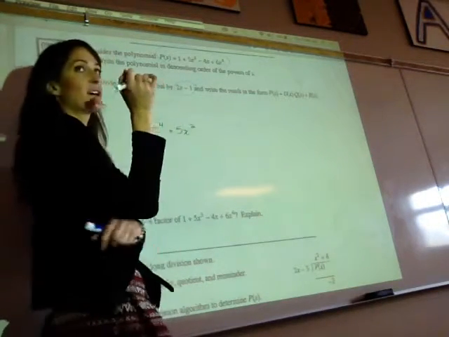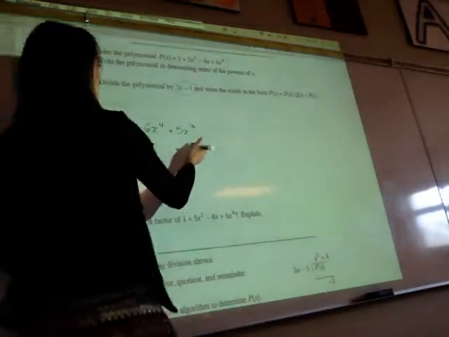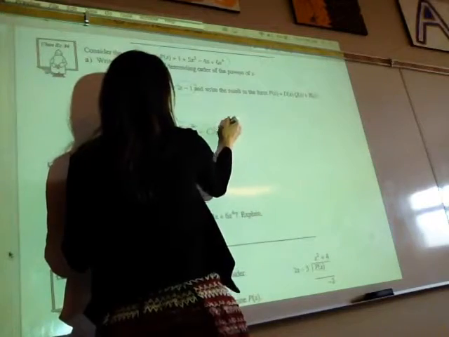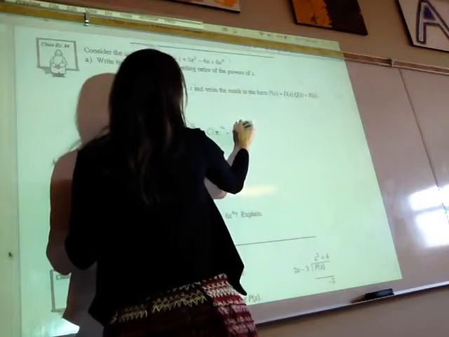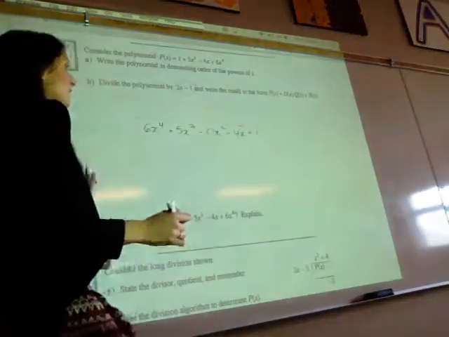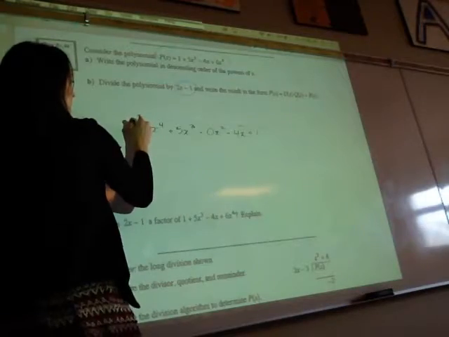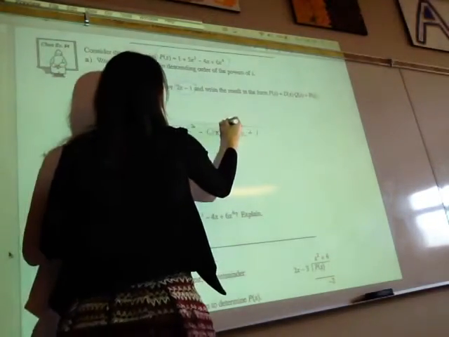Do I have any x squares? So what do I need to put? Placeholder. So 0x squared. I have negative 4x and positive 1. And before you go any further, I would just check that you have all your signs correct. Check that you got all the placeholders.